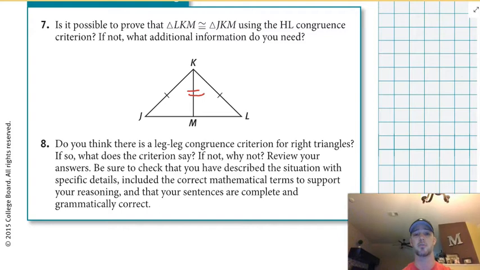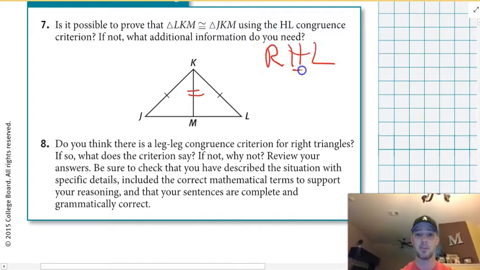If you're trying to use right hypotenuse leg, the hypotenuse is a side, the leg is a side, we'd need a right angle. So to be able to use this one, we'd need a right angle that's opposite one of these two, so that the hypotenuse would be one of the pieces we're using. So this one looks like it's a right angle. If I was to label that, that would be one piece of additional information that these are perpendicular.